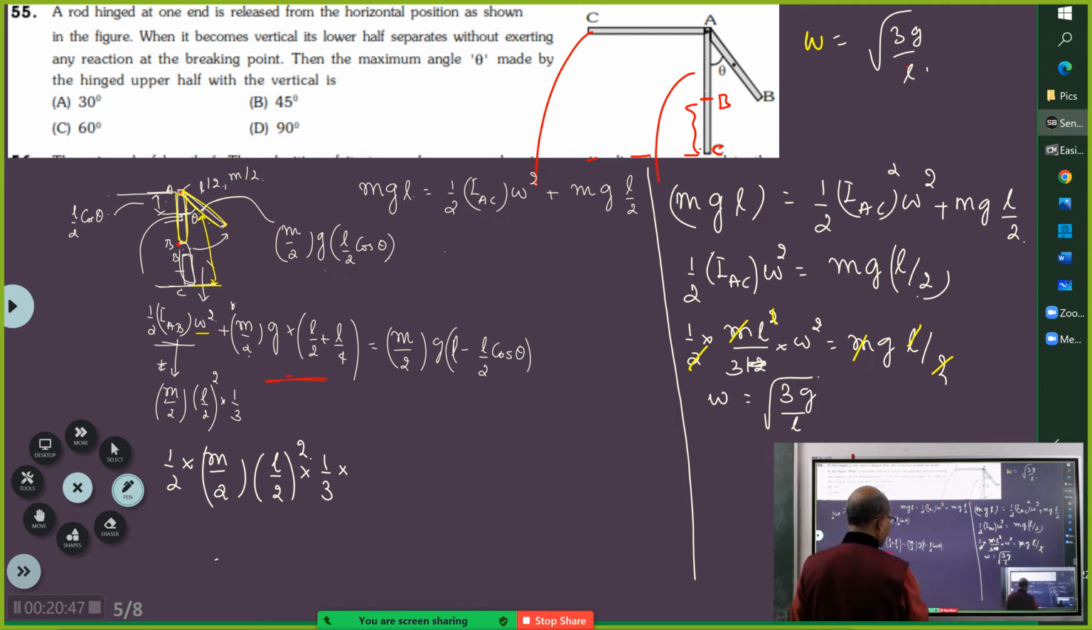Sir, in the second equation, they have written m by 2 into g into L minus L by 2 cos theta. So we can eliminate, we can take L by 2 as the reference line, sir, in case 2.